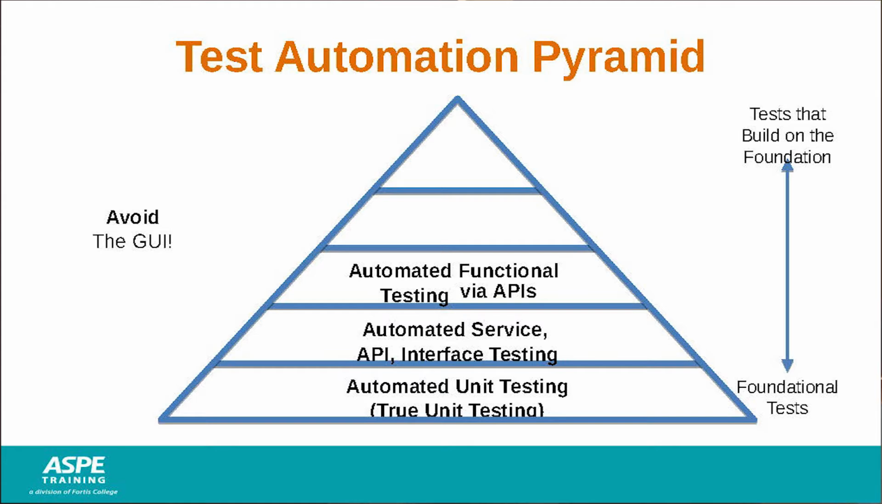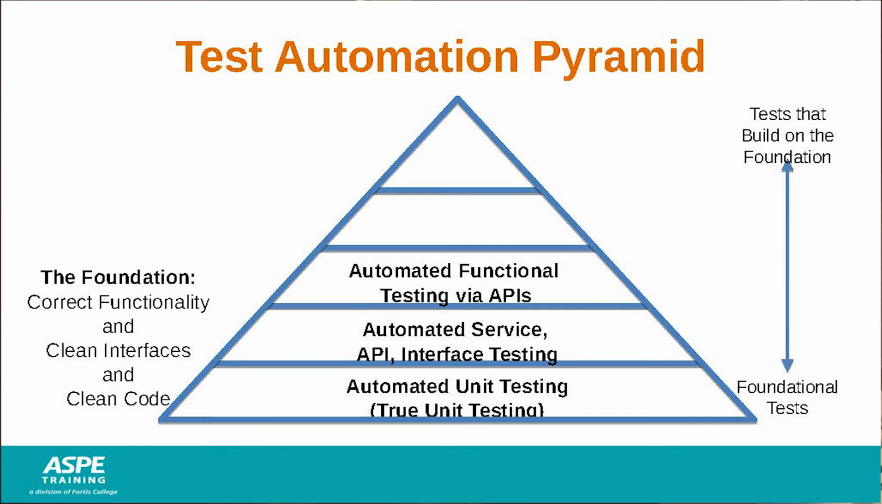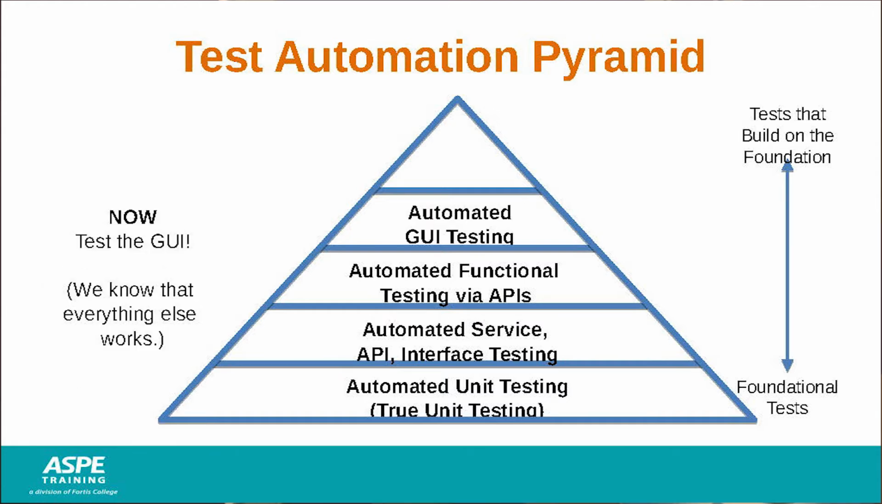But really, what we want to do at this point is avoid testing functionality through the graphical user interface. We want to expose our functionality through APIs, 100% of it, so that we can do our functional testing without the complexity of the graphical user interface. So that allows us then to verify, fully verify all the functionality of the application, make sure it all works right. So when we now have a solid application, the code's right, the interfaces are right, the functionality is right.